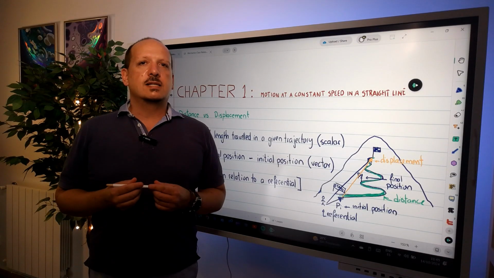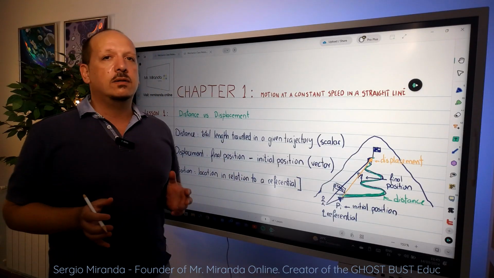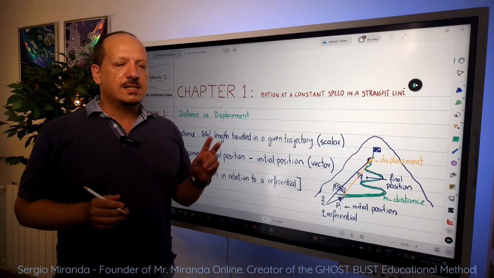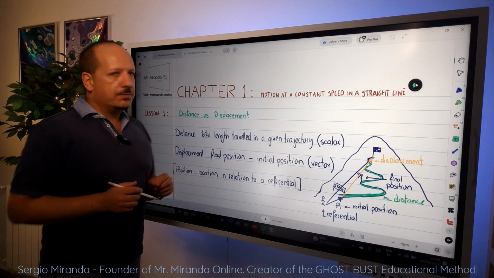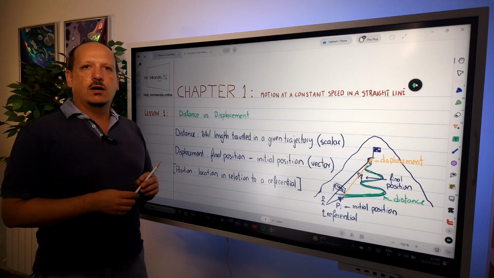On our first mechanics lesson, we are going to see the difference between two concepts that are very close together, but have a tiny difference between them. I'm talking about distance, the concept of distance, and the concept of displacement.